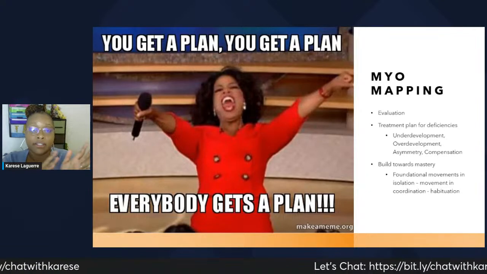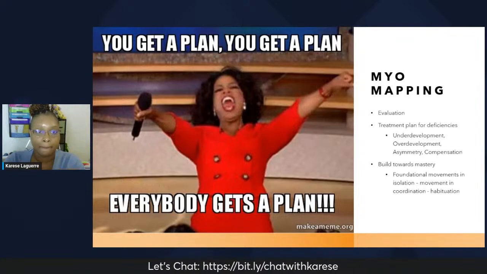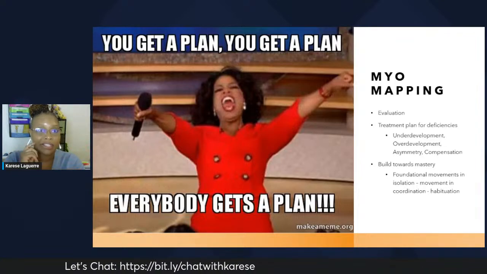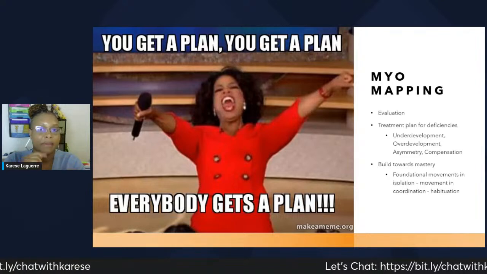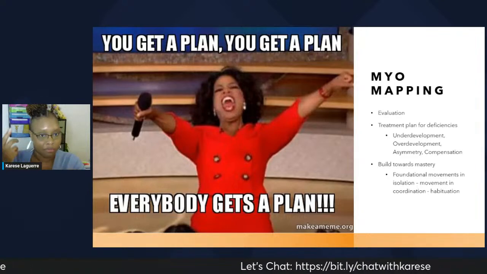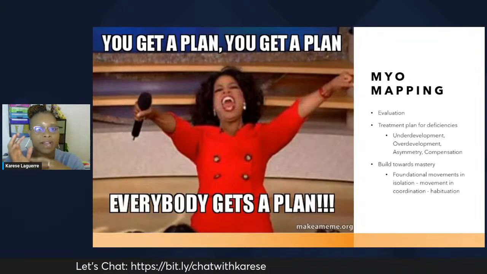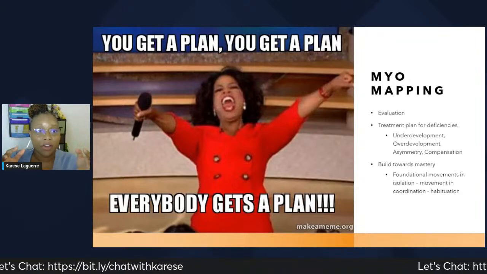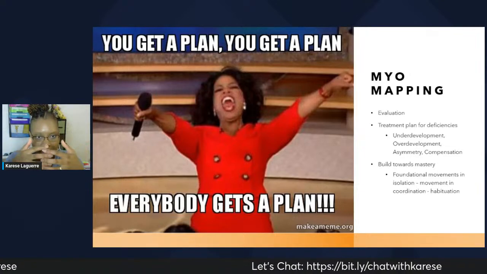So how do you get to that mastery? You have to do foundational movements in isolation, meaning that you're going to isolate and just work on that one muscle, or wherever there is underdevelopment or overdevelopment, either increasing the engagement or decreasing the engagement, asymmetry, balancing that out. Then once you've got all of that balanced, movement and coordination, you're going to bring it all together.